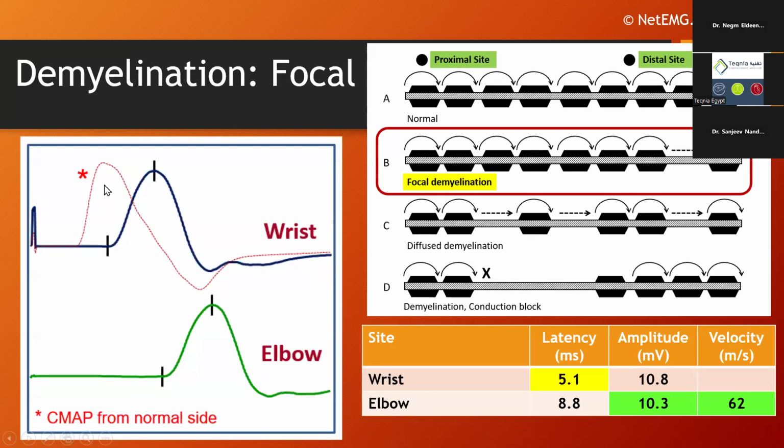Before we go on, it is also very useful to make a side-to-side comparison to easily assess the change in the latency as seen over here. This is the abnormal side, and this is the response with wrist stimulation on the opposite side.